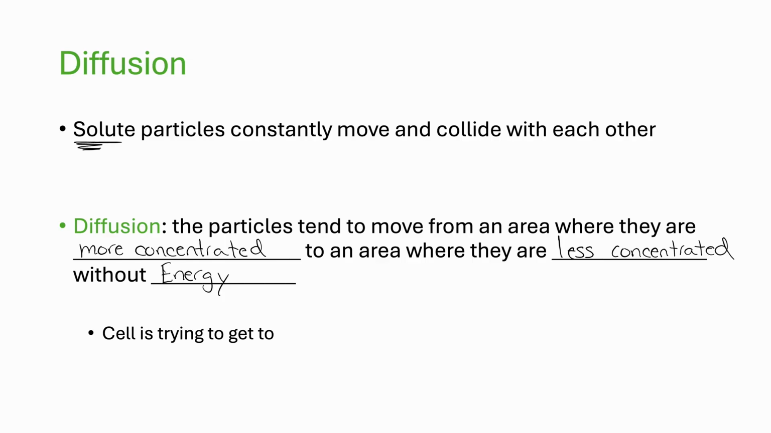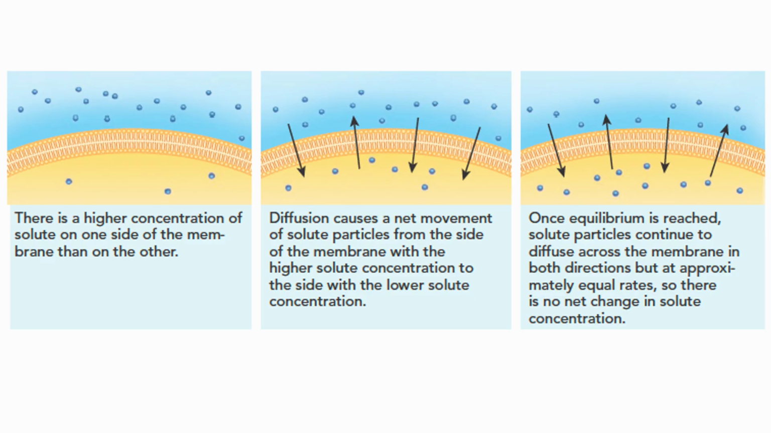What the cell is trying to get to is a condition called equilibrium. Equilibrium is where the molecules are equally distributed on both sides of this particular cell membrane. So let's take a look at a picture and look at these conditions. In number one here on the left, there is a higher concentration of solute on one side of the membrane than the other. So these blue molecules are going to be able to move across the cell membrane.